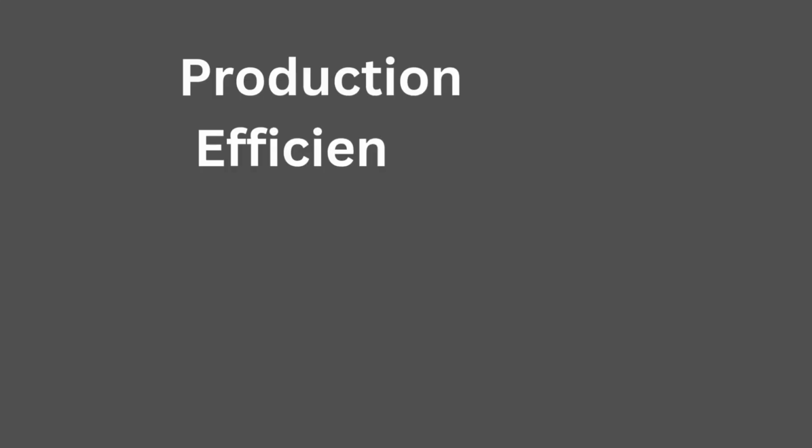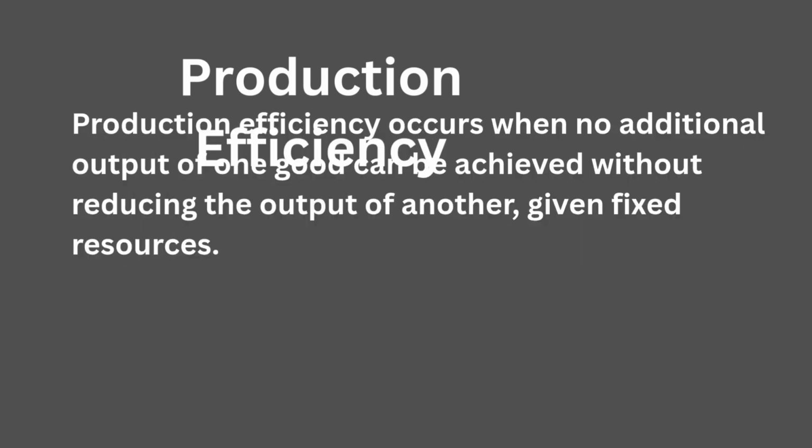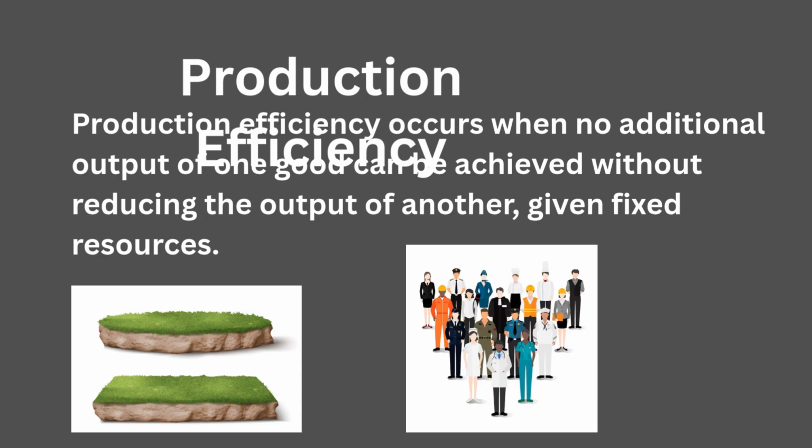Welcome back. In this video, we continue our exploration of economic efficiency by looking at production efficiency, how an economy uses its limited resources to produce goods in the best possible way. Let's dive right in. Production efficiency occurs when no additional output of one good can be achieved without reducing the output of another, given fixed resources. That means all inputs like land and labor are being used as effectively as possible.